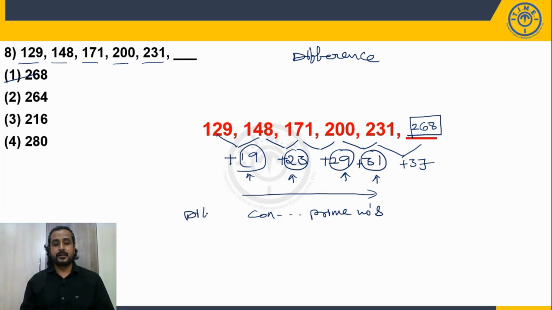So what is the logic here? Difference is consecutive prime numbers. In the earlier case, what was the difference? Consecutive natural numbers. Now here the difference is consecutive prime numbers. The ultimate thing is we recognize the given logic is difference, and then we check that the difference is of which numbers. Now here the difference is of consecutive prime numbers. Clear? So choice 1 is our answer, 268.